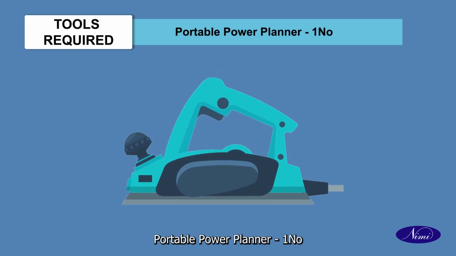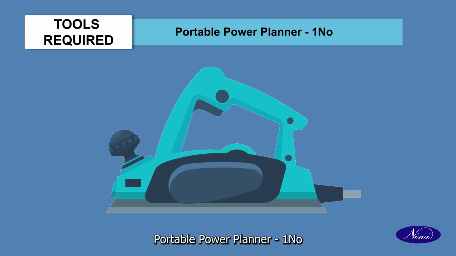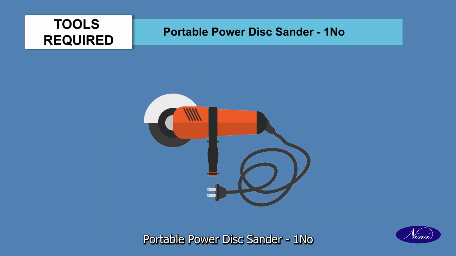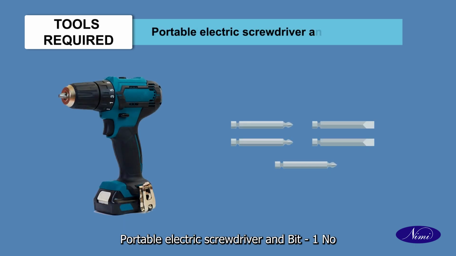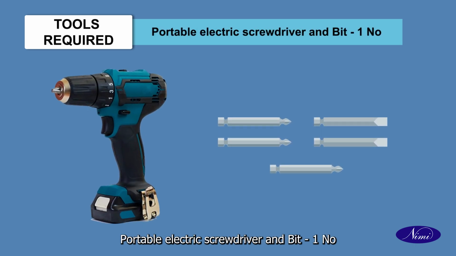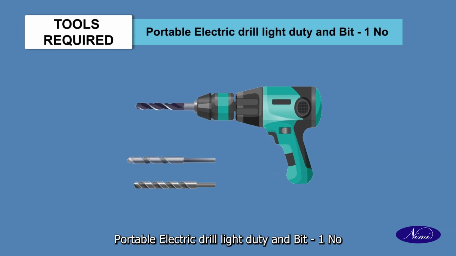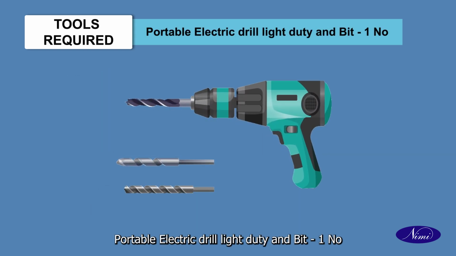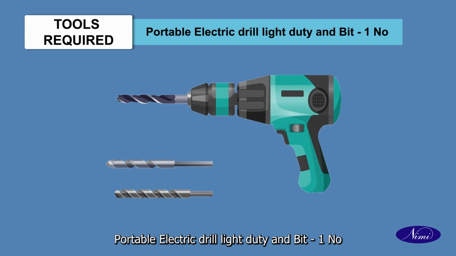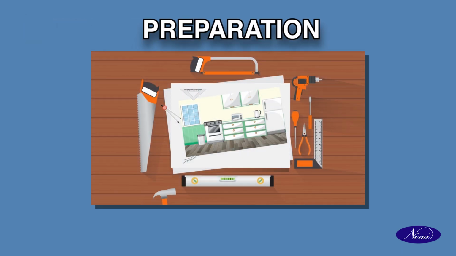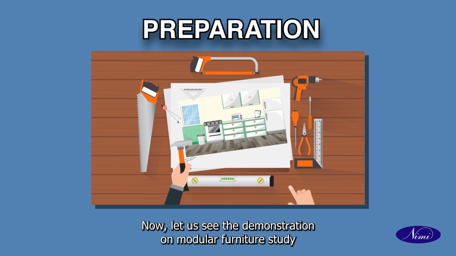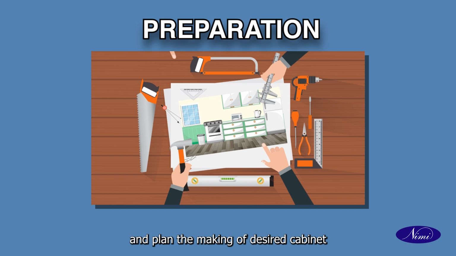Portable power planer 1 number. Portable power disc sander 1 number. Portable electric screwdriver and bit 1 number. Portable electric drill, light duty, and bit 1 number. Now let us see the demonstration on modular furniture study and plan the making of the desired cabinet.